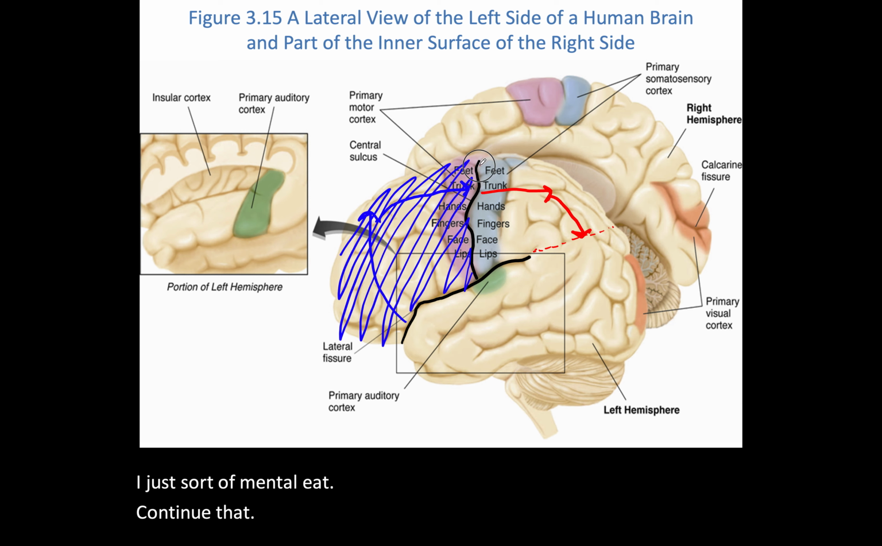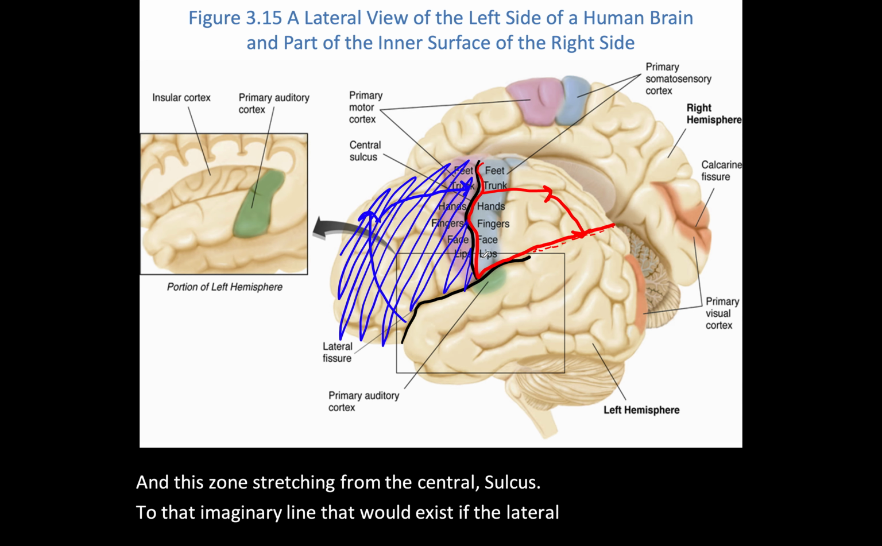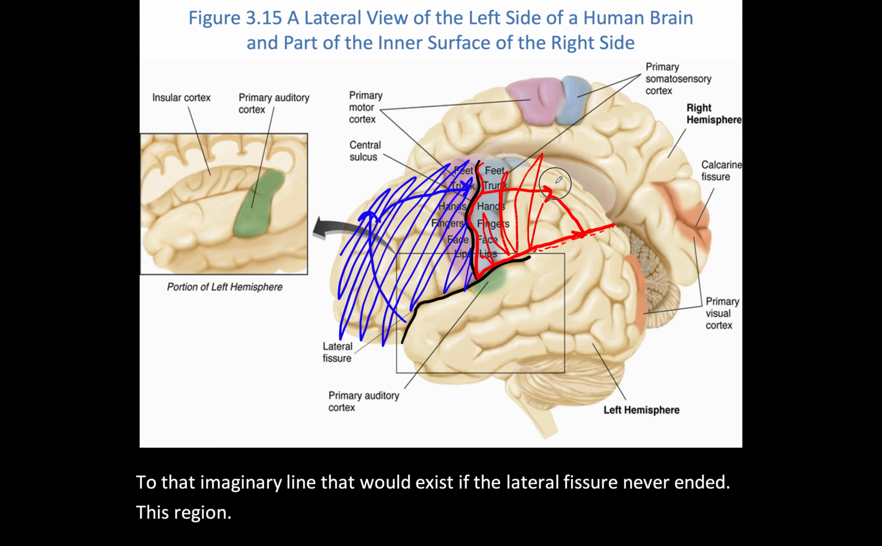And this zone stretching from the central sulcus to that imaginary line that would exist if the lateral fissure never ended. This region is all the parietal lobe.